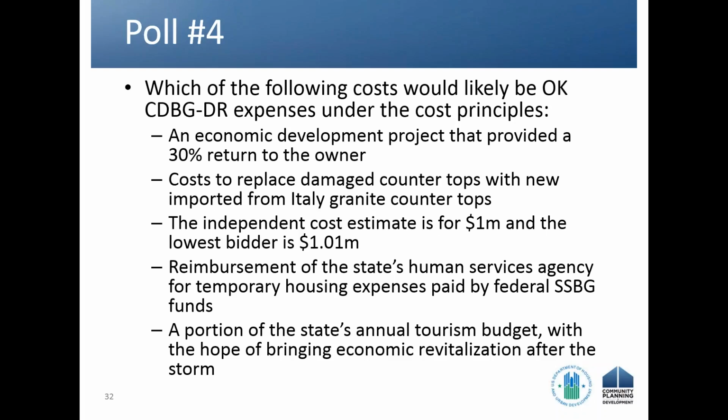So in this case, what we've got is the state's annual tourism budget, and the idea is we kind of hope the state will come back. That's probably not going to be a reasonable CDBG expense because it's not directly attributable back to the disaster.